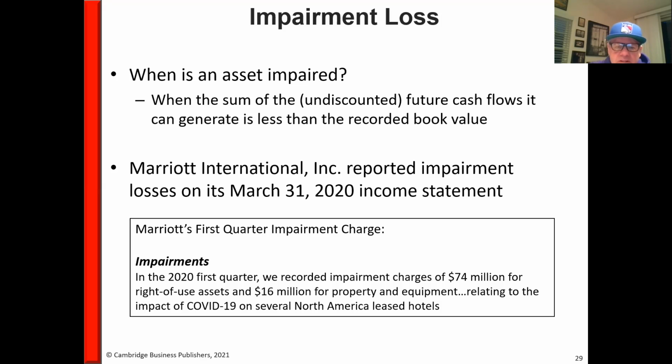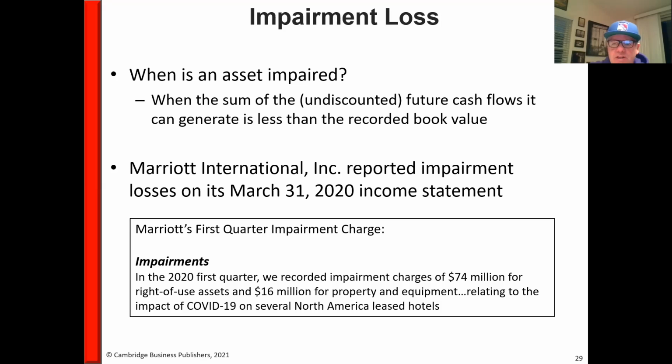And the same thing must have happened to their other property there. 16 million for property, plant, and equipment. So what happened is the ability of those assets to generate future cash flows was impaired. So impairment means when the ability to generate the cash flows from a long-lived asset is less than the book value, you have to recognize an impairment loss. And the actual calculation of the loss is a bit more complicated than that, but for our purposes, just know what causes an impairment loss.